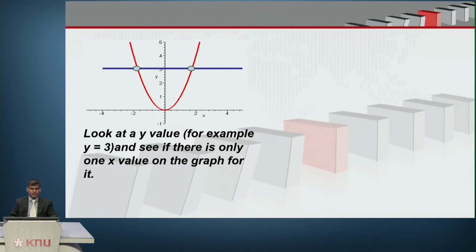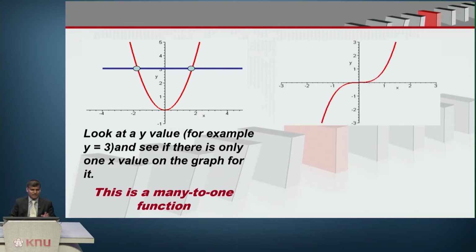So you can look at the y value there. For example, y is 3, that's where it's crossing there, and see if there is only one x value on the graph. Yeah, this is a many-to-one function, because you can see two values of x have been mapped to one value of y. That's quite easy to understand.